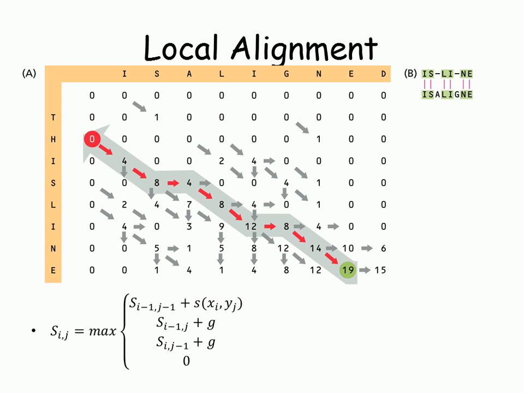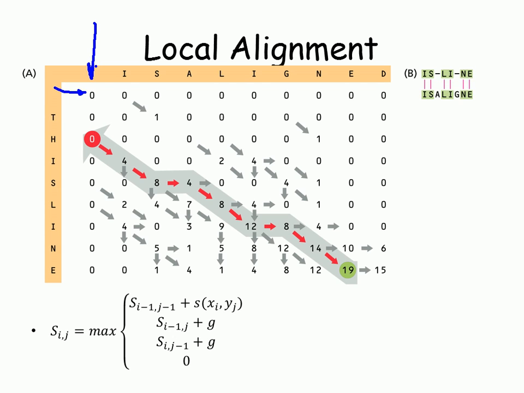So to make changes in our algorithm, here's what we do. We again set the first row and the first column to zeros, just like in the free end gaps, all right? Because the end gaps will not be penalized in case our local alignment starts from the first position in one sequence and anywhere in the other sequence, okay? So we don't want to penalize those gaps.